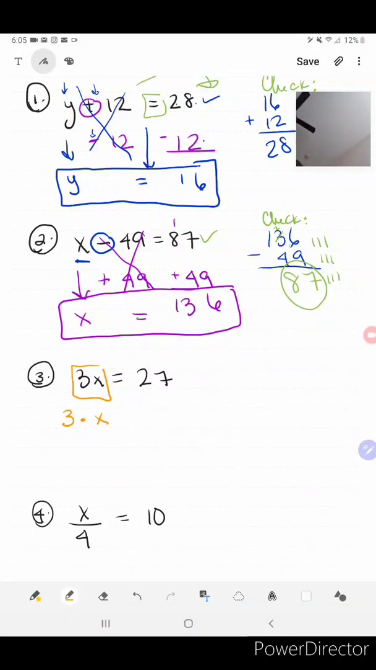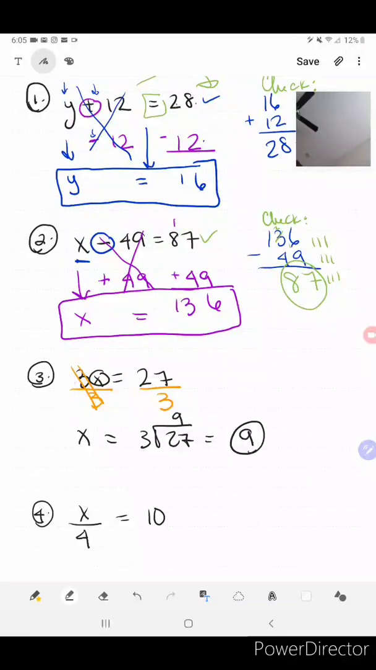So what would be the opposite? To divide. So you take the number 3, or whatever number is next to it, and you divide it. So this cancels, and then you divide on the other side. So we've got x now all by itself, and 27 divided by 3 is 9.